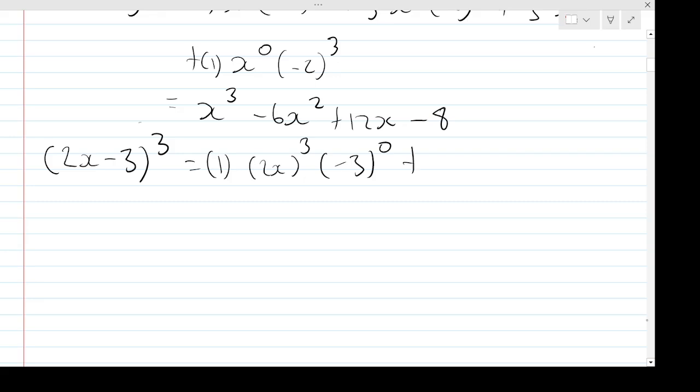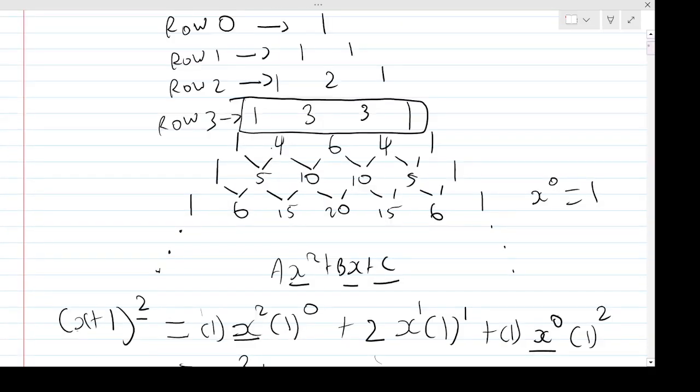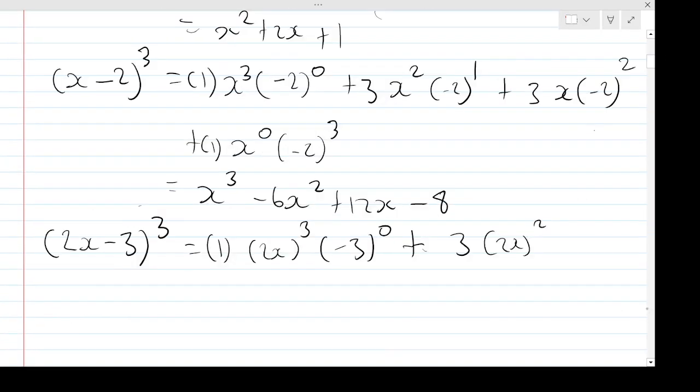Then we have the x squared part. Well, it's not going to be x squared, it's going to be 2x all squared, because we have 2x now, not x. Then we have the coefficient to consider. So for the second term, the coefficient will be 3. We have 3, and then we have to deal with this minus 3 as well. So the power of that will then be 1, because 2 and 1 is 3, to again match the power in the bracket.